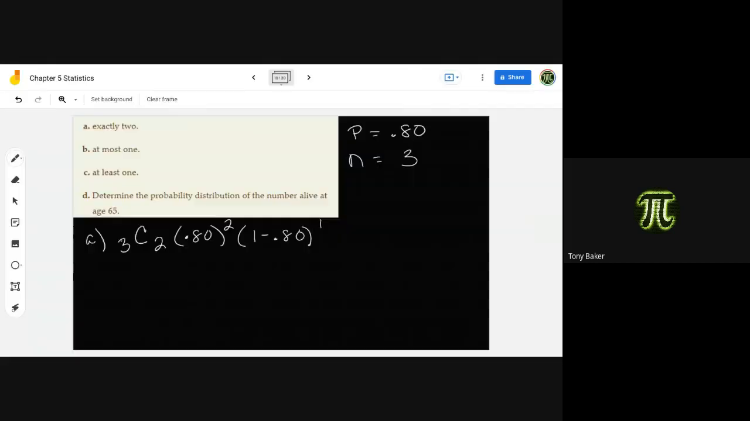So the answer for the first one we did was 0.384. Now B, it says at most 1. So since it says at most 1, which ones are we looking for now? We want 0 and 1, right? So we want 2 of the outcomes. So we want the probability of x equals 0 plus the probability of x equals 1.